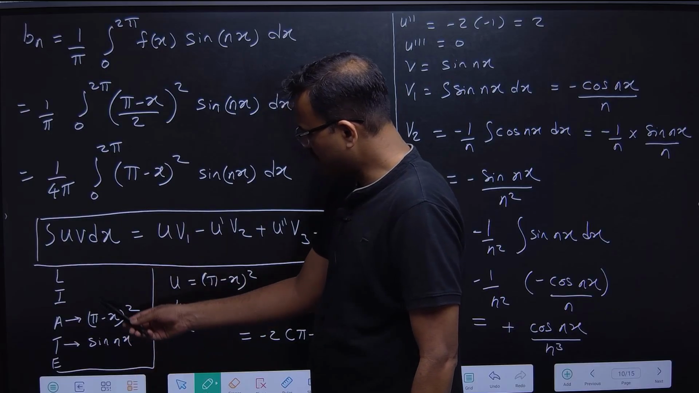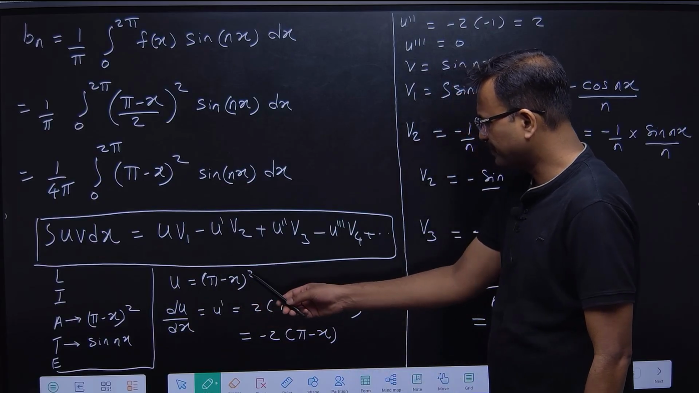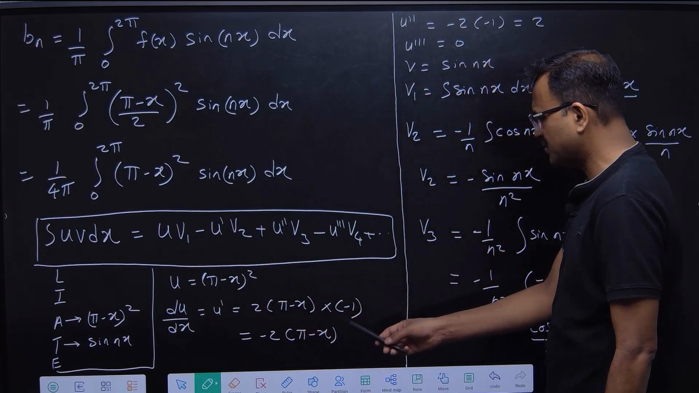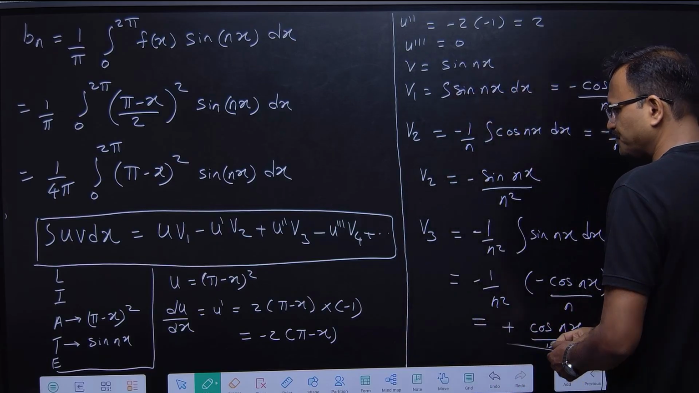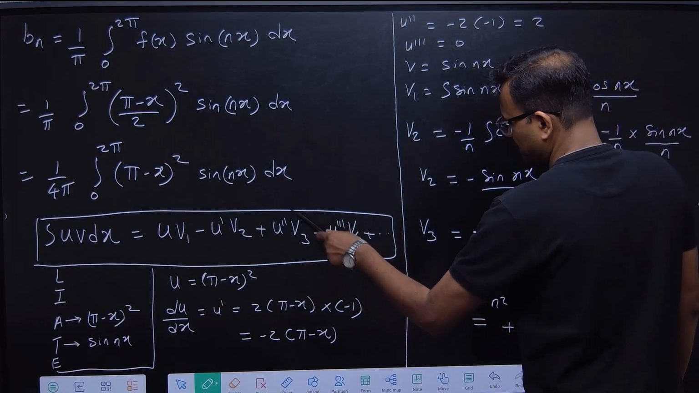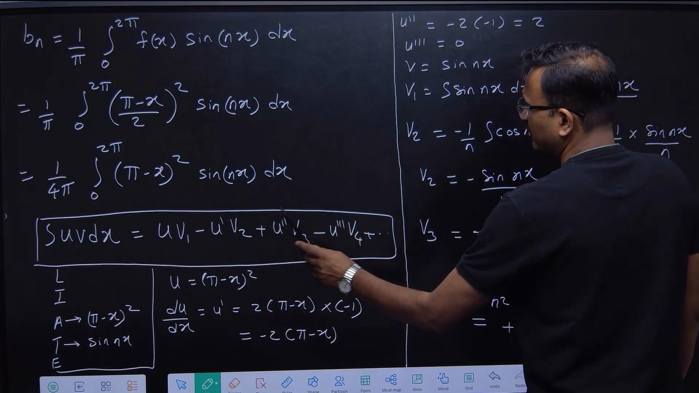Whichever function comes first in this order should be considered as our u. So we have taken u as (pi minus x) the whole square. And if you differentiate that, we get u dash as minus 2 into (pi minus x), u double dash as 2, and u triple dash is 0. So since we have terms till u double dash, and u triple dash is 0, there is no need of finding v4. We'll have to find v1, v2, v3.